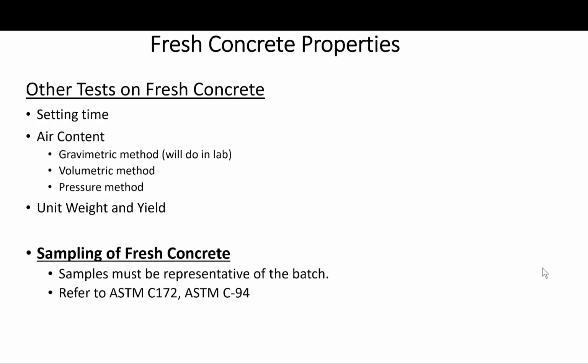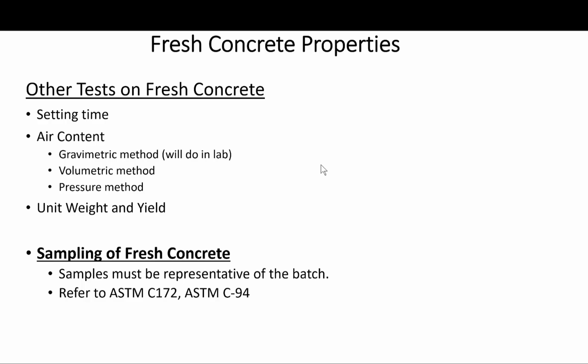As you can see here, the setting time test, the air content with the 3 different methods that can be used to measure it, and the unit weight and the yield. Okay, so before we move on to describing these tests, let's talk about the sampling of fresh concrete.